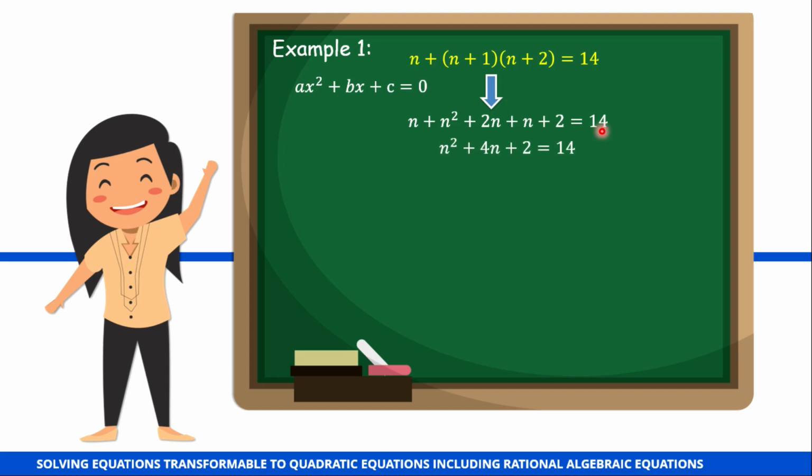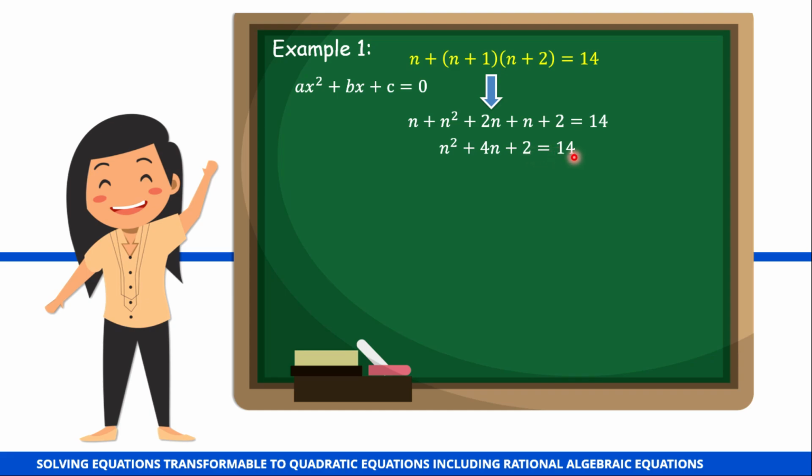Next, i-simplify natin yung ating equation. So, we have now n squared, nasa unang term, quadratic term. Sumunod, i-combine natin yung may mga variable na n. So, we have 2n plus n, that will be equal to positive 4n. Tapos, kopyahin natin yung 2 is equal to 14.